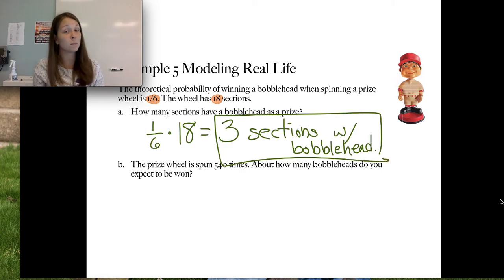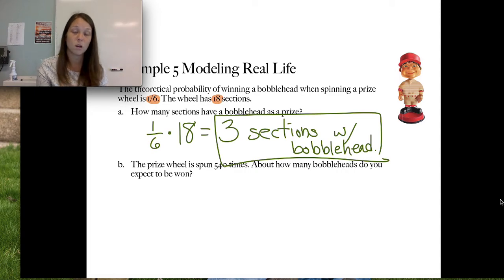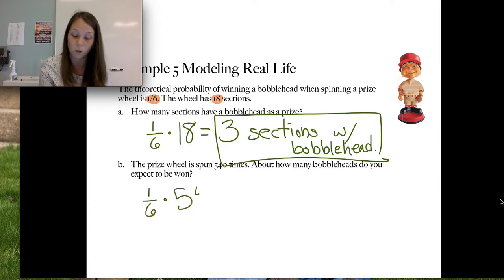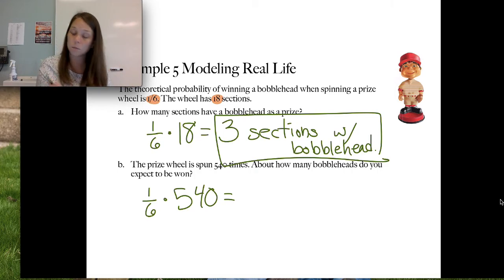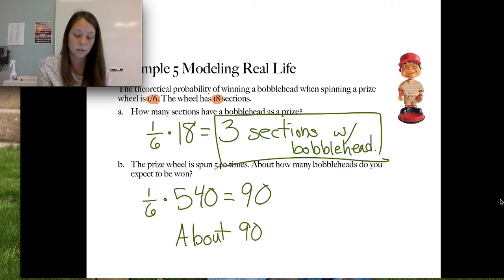Now it says, okay, well, let's make a prediction. We know 1/6 of the wheel is bobbleheads. We're going to spin the wheel 540 times. So, how many bobbleheads do you think we're going to win if 1/6 of that wheel is bobbleheads? Well, it's going to be the exact same thing. We're going to take 1/6 times this larger number of 540, because that is the proportion, or the percent, if you will. I know it's not written as a percent, but you could write this fraction as a percent of times that you're going to get a bobblehead. So that times 540 gives us 90. So we can predict about 90 bobbleheads will be won out of 540 spins.